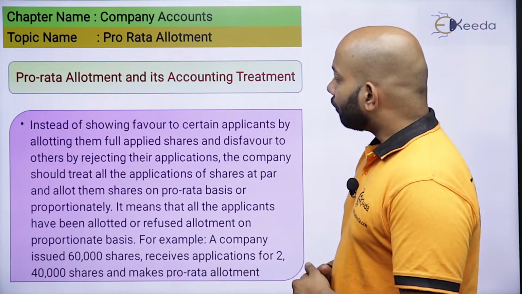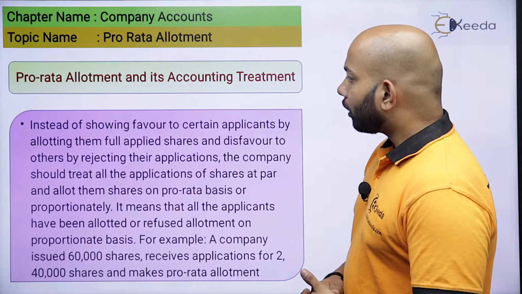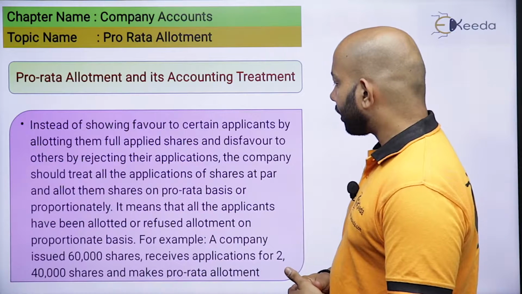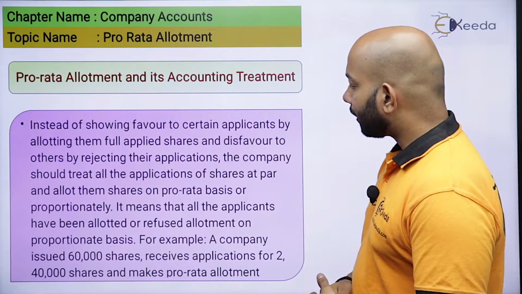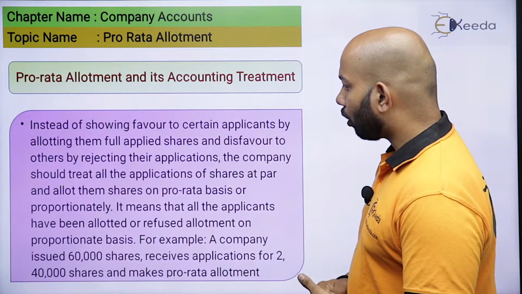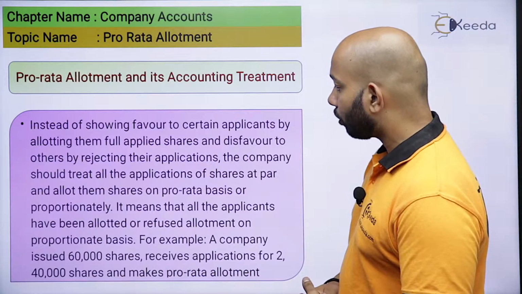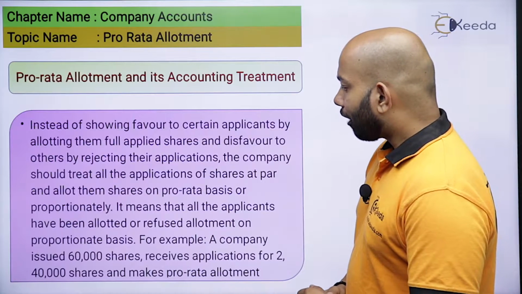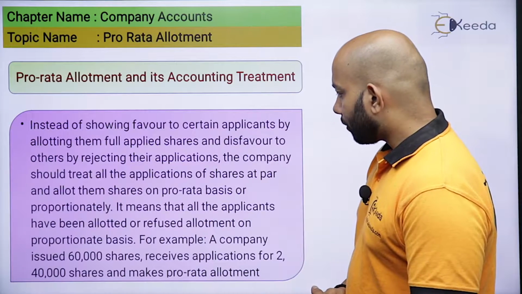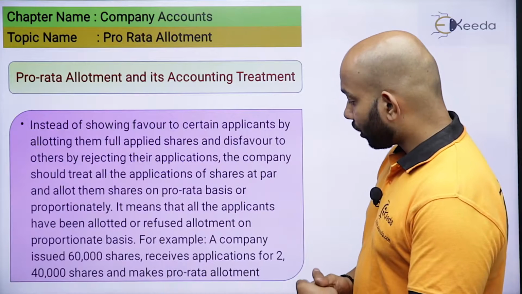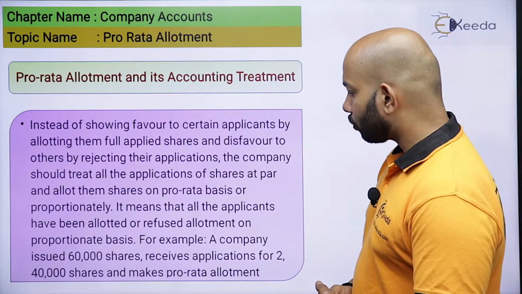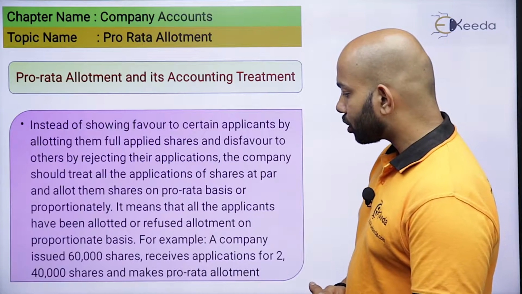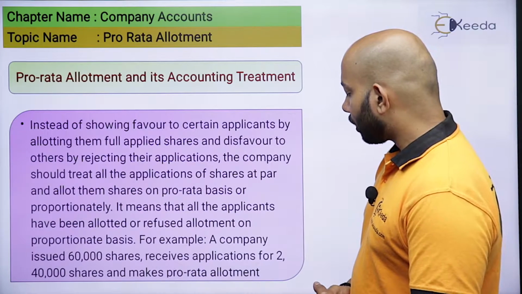Instead of showing favor to certain applicants by allotting them full applied shares and disfavor to others by rejecting their applications, the company should treat all the applications for shares at par and allot them shares on pro rata basis, or proportionately. It means that all the applications have been allotted or refused allotment on a proportionate basis. For example, a company issued 60,000 shares, receives applications for 2,40,000 shares and makes pro rata allotment.